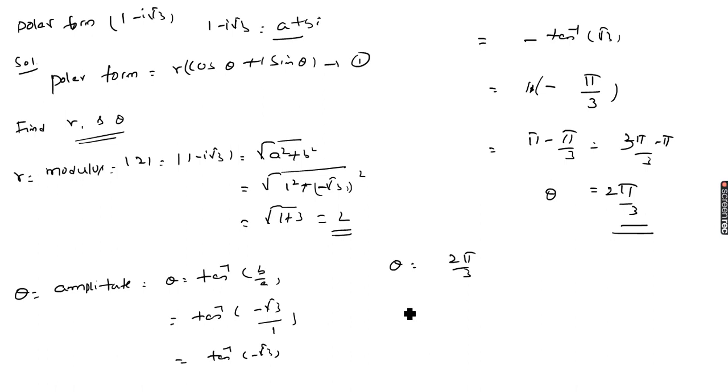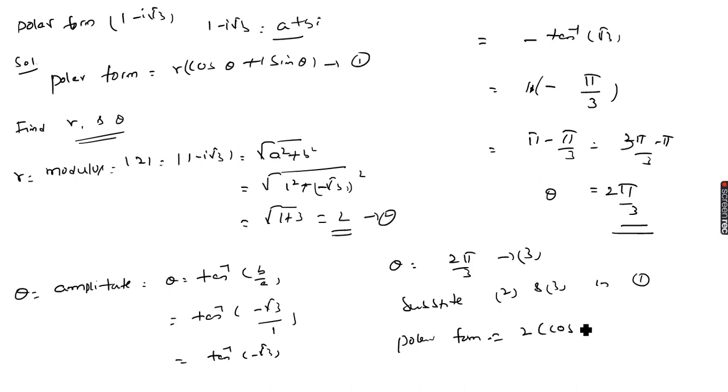Therefore this is 1, this is 2, this is 3. Substitute 2 and 3 in 1. We get the polar form equal to r into cos theta, that is 2 into cos 2 pi by 3 plus i sin 2 pi by 3.